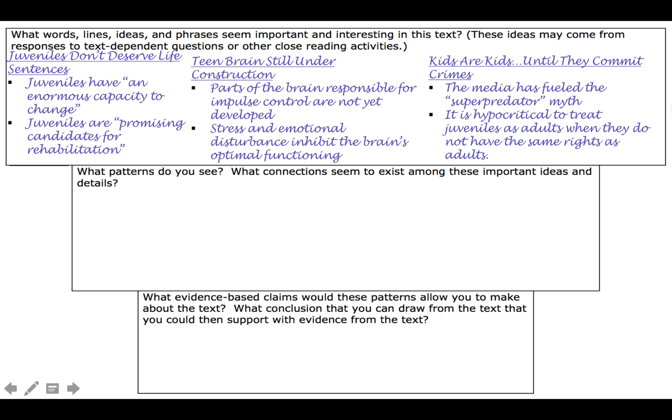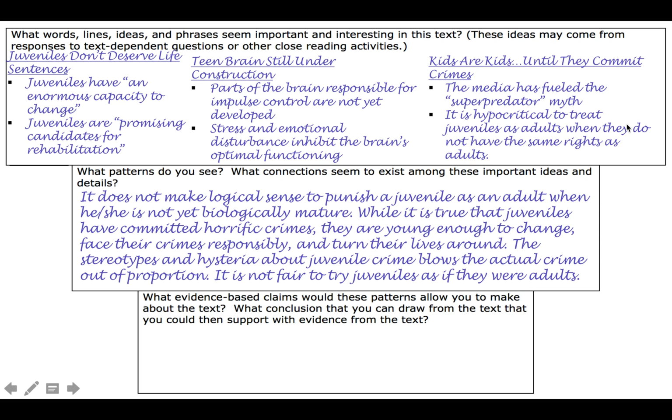So what I want to do is synthesize this information and think about what they all have in common. So here's what I've said. It does not make logical sense to punish a juvenile as an adult when he or she is not yet biologically mature. While it is true that juveniles have committed horrific crimes, they are young enough to change, face their crimes responsibly, and turn their lives around. The stereotypes and hysteria about juvenile crime blow the actual crime out of proportion. It's not fair to try a juvenile as an adult because they're not adults.